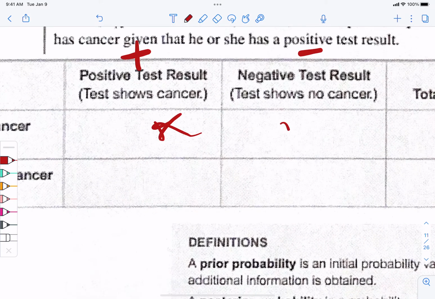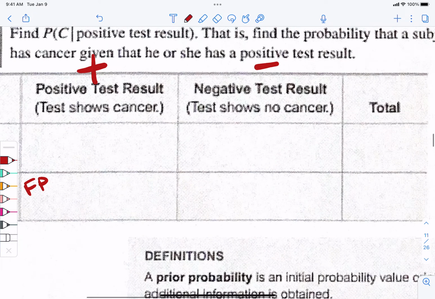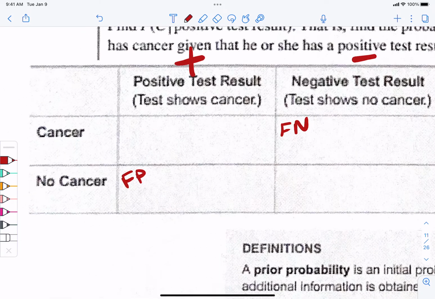Out of these four, the false positives are bottom left. Those people are testing positive even though they have no cancer. This is like J.C. Himmelberg, do you remember when he was in 7th grade? I talk about that all the time. False positive. False negatives would have cancer but test negative.